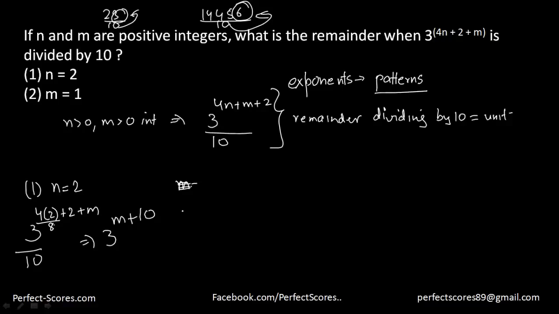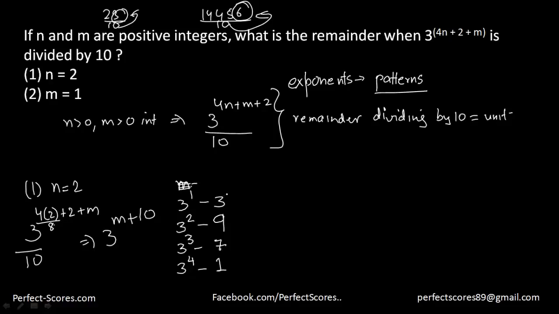The remainders are always going to be in patterns. So what is the units digit of 3 to the power 1? That is going to be 3. What is the units digit of 3 to the power 2? That is going to be 9. What is the units digit of 3 to the power 3? Well, 9 3s are 27. That means it's going to be 7. What is the units digit of 3 to the power 4? That is going to be 81, which is 1.